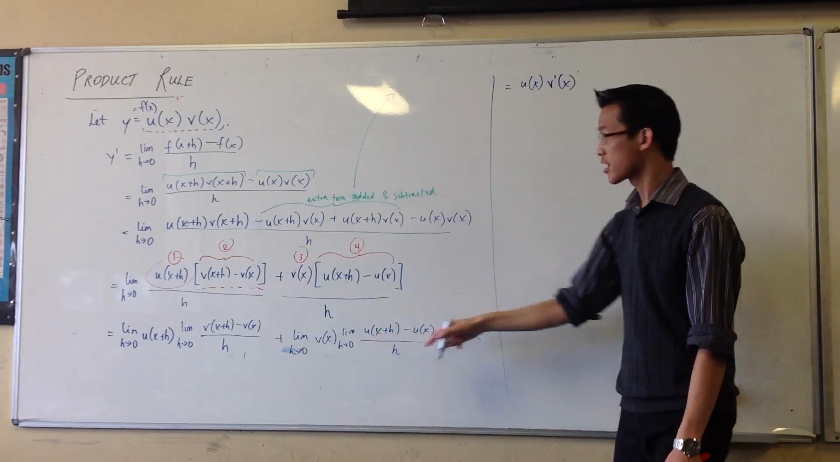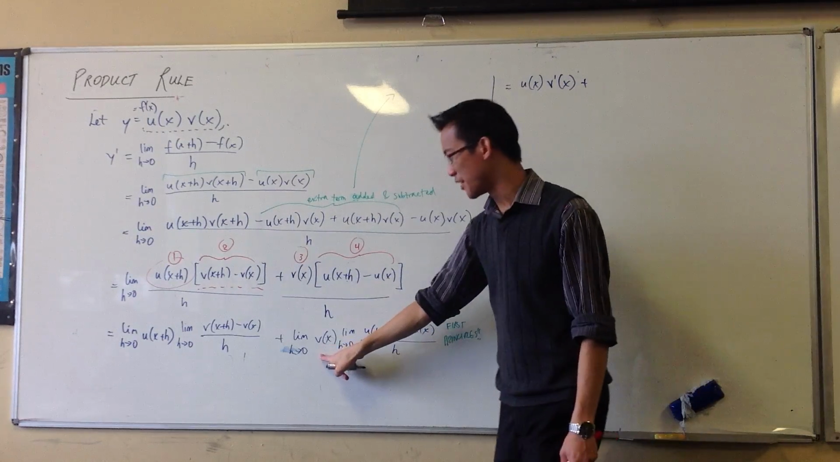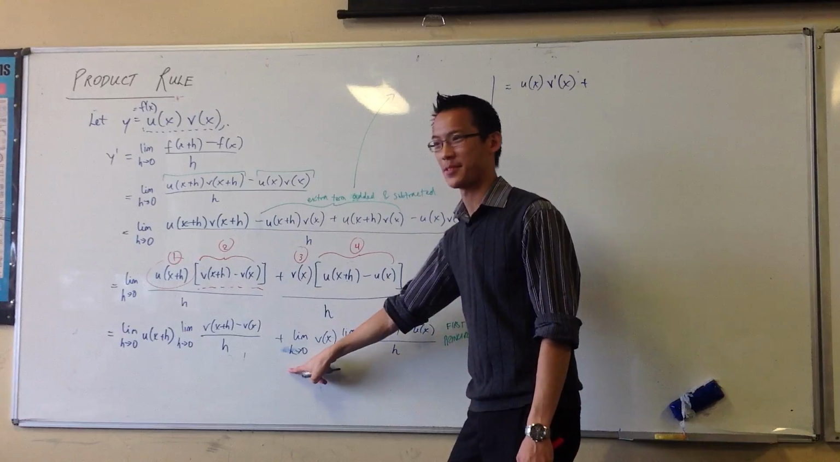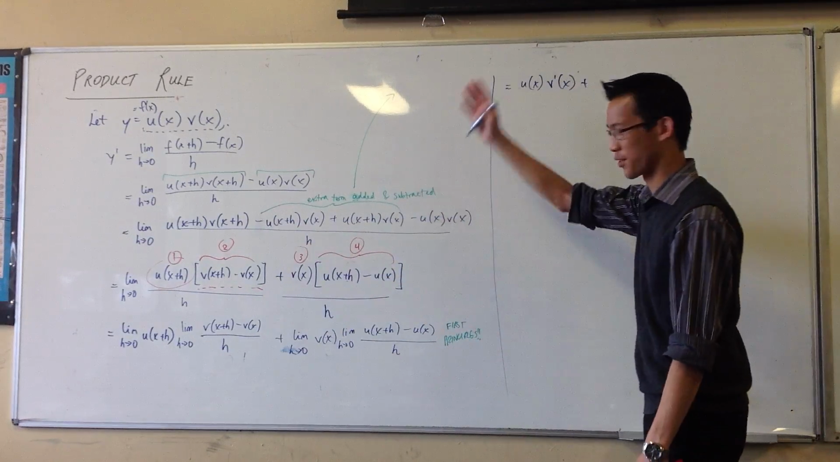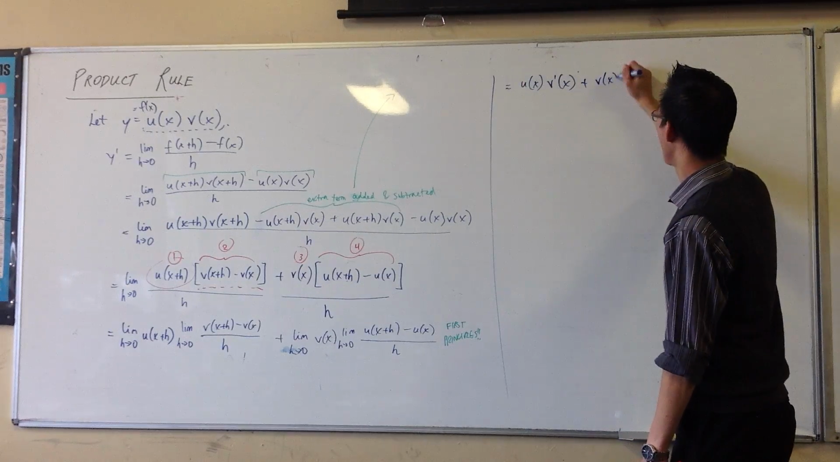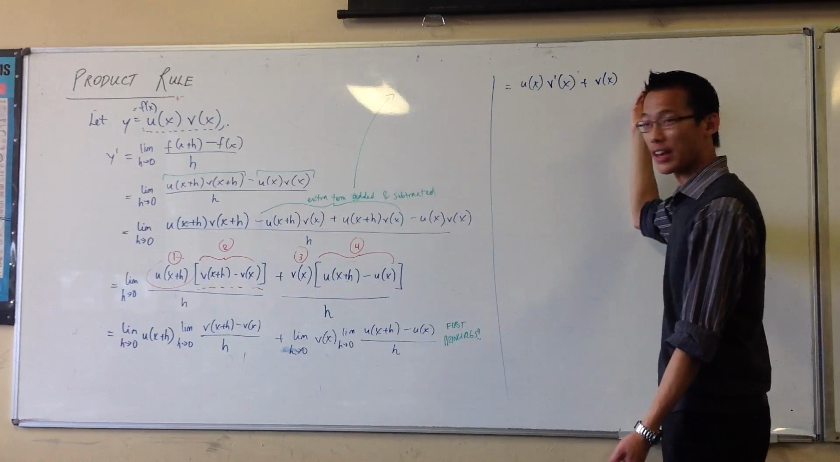Alright, then you get the next part. This is even easier than the first one. What's v of x as h approaches 0? Well, it has nothing to do with h, right? So it just keeps on rolling on and doesn't care what value h takes. So it's just v, okay?